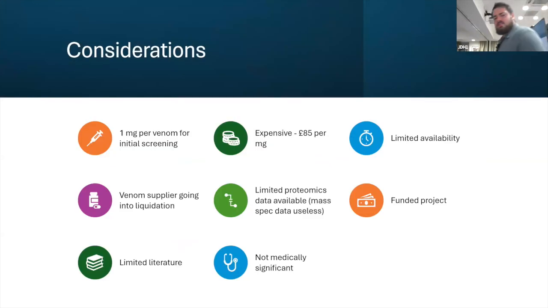And then some of the issues that we've faced so far is that the venom is very expensive for a venom. It's £85 a milligram, which is a lot more expensive than snake venoms that we use. Very limited availability. We've only managed to get 10 milligrams of each venom so far, and the venom supply has gone into liquidation. So we're now struggling to find more venoms. We can't find any animals to replace them. So we need to figure out what we do next. If we want to isolate toxins or peptides, how do we do that? We don't know yet.